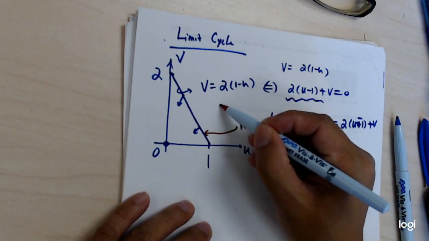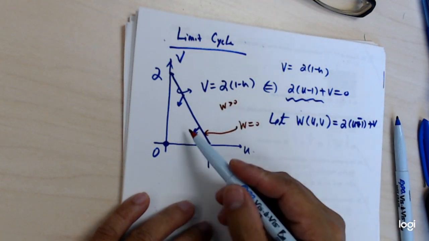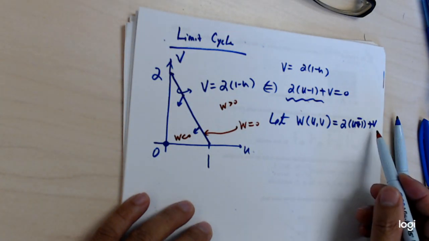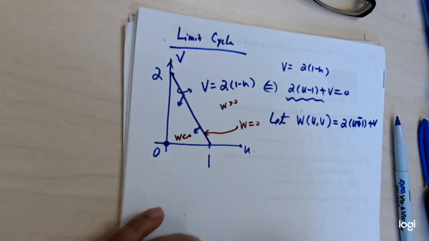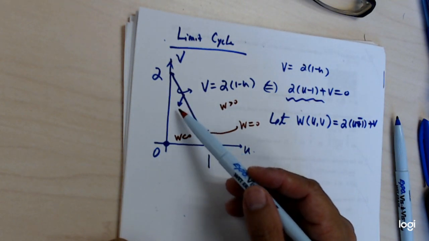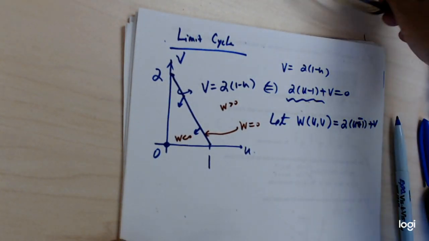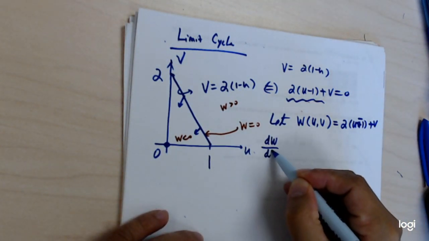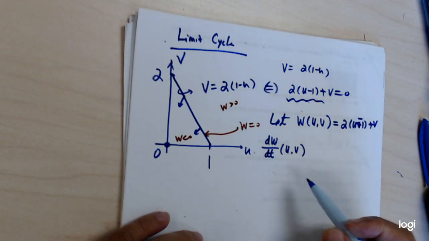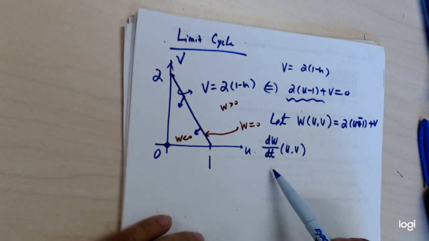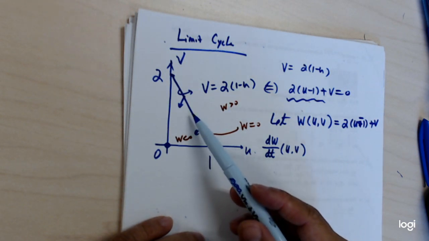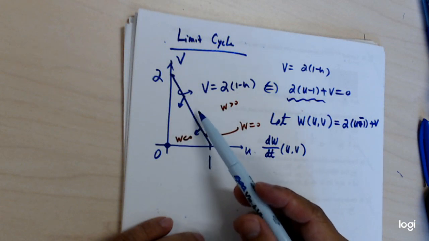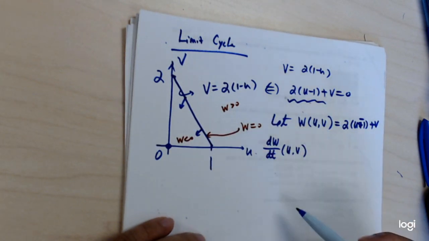Outside, on this side, w is positive. You can easily verify this. Inside, w will be negative. That is when u is smaller than 1 and phi is getting smaller, it will be negative. So to calculate the trajectory, I'm going to do dw/dt. I'm going to calculate the time derivative of w. If it is negative, meaning the trajectory will move inside. If this is positive, meaning w will become positive, it'll move outside.